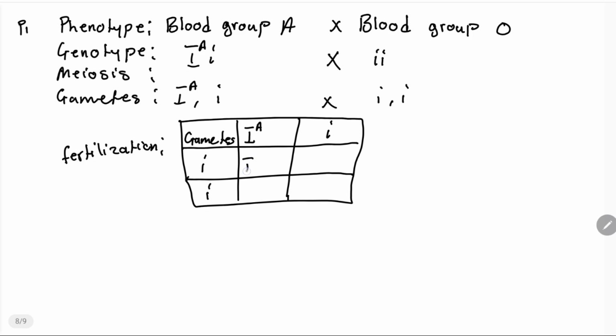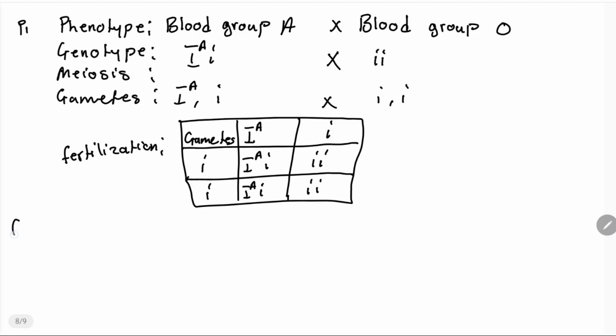In this box, we're going to cross the allele for blood group A and the allele for blood group O, so it is going to be I^A, small letter i. In this box, we're going to cross the allele for blood group O and the allele for blood group O. So the genotype here is going to be small letter i, small letter i. In this box, we're going to cross the allele for blood group A and the allele for blood group O. So it is going to be I^A, small letter i. And in this box, we're going to cross the allele for blood group O and the allele for blood group O. So it is going to be small letter i, small letter i.